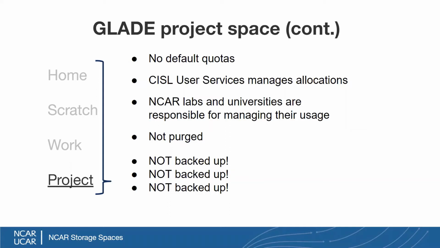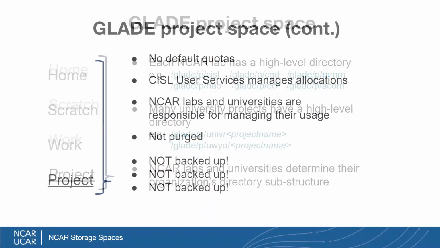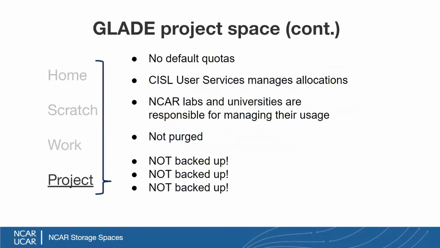When I say high level, someone asked what I meant by high level. If I go up a little bit, in this sense, Glade/P would be a high level directory. And then there are subdirectories underneath: CISL, HAO, ACOM, and so forth. Okay, and not backed up.